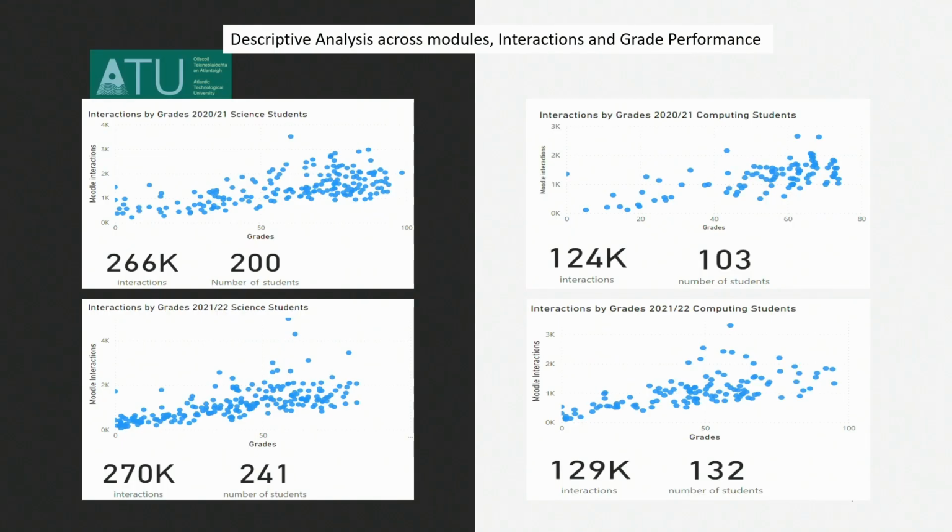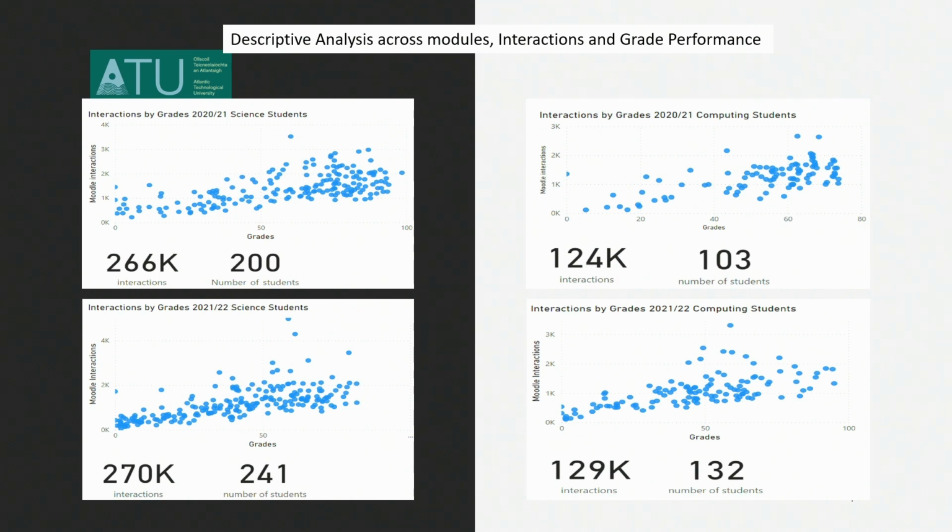The slide you can see now refers to two student groups, which we are currently using as our first set of students to analyze. They include the science students and the computing students. We looked at last year's data for the science students and for the computing students, and we are looking at the current data for both as well.